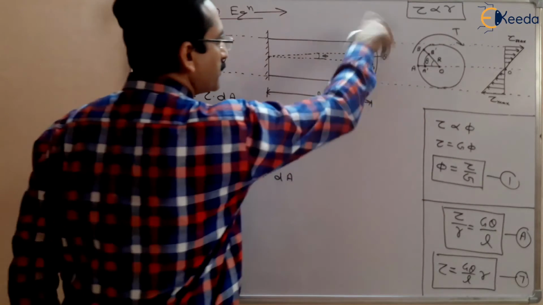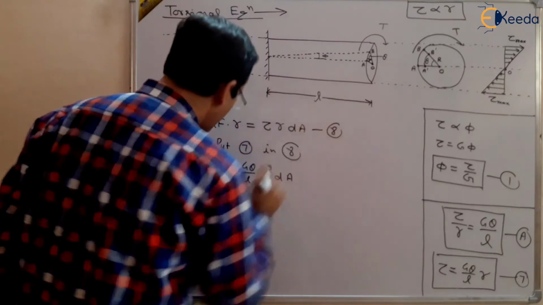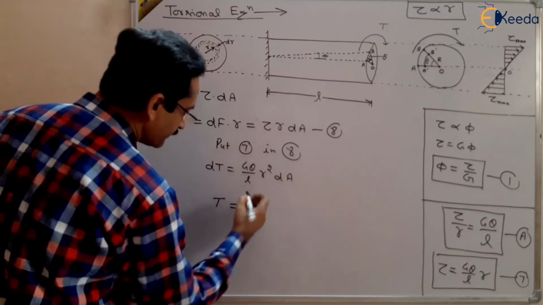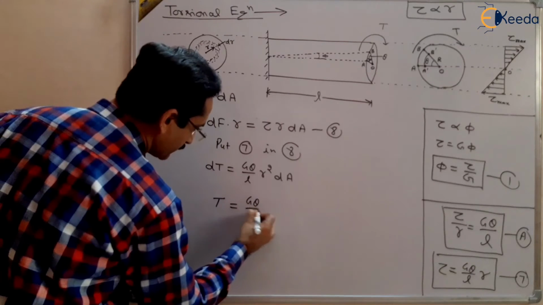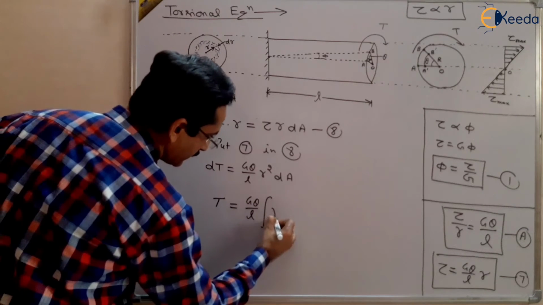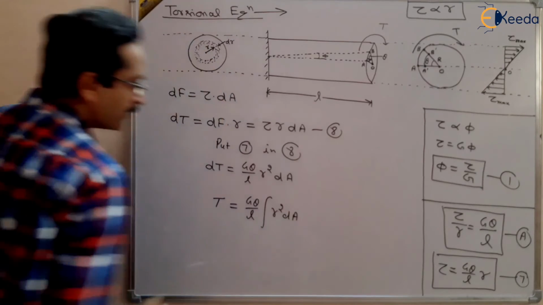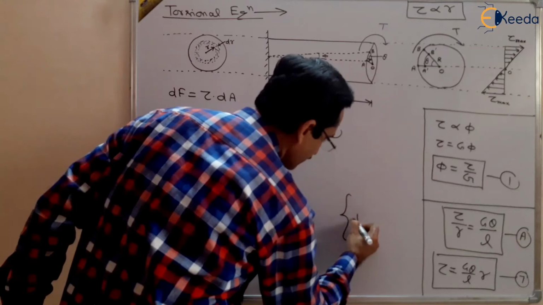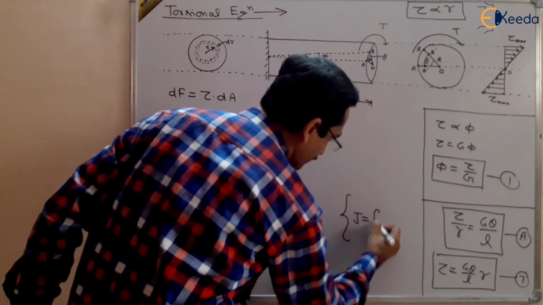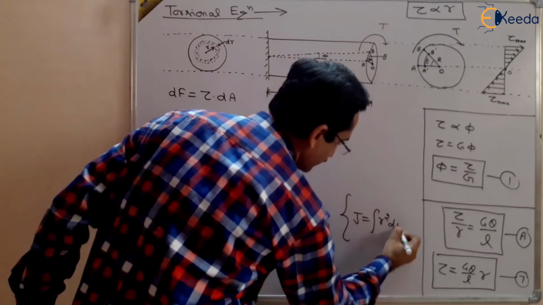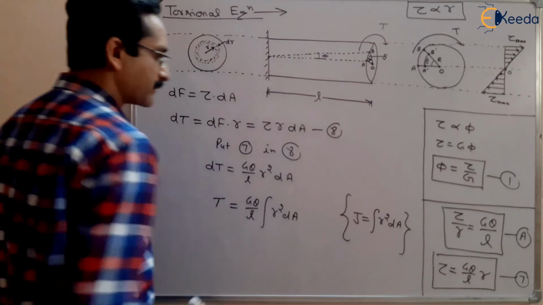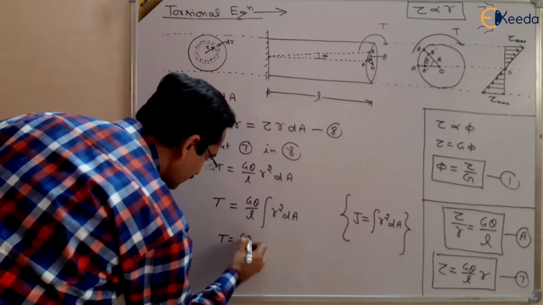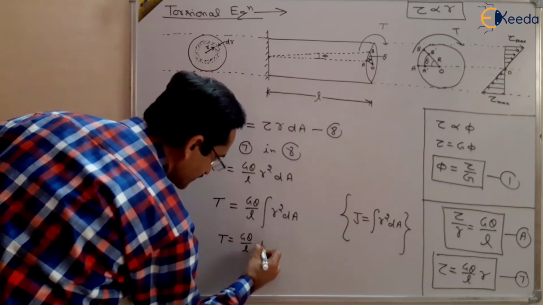And finding the total torque acting on the whole circle, this will be equal to the integral of this, and G theta by L is constant, so take it out, and this is r square dA. And what is r square dA? That is the polar moment of inertia. It is the definition of polar moment of inertia basically. r square dA, we have already read in the previous lecture. So torque will be equal to G theta by L into J.